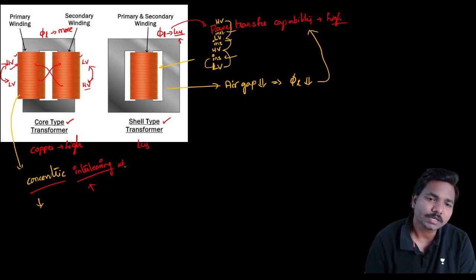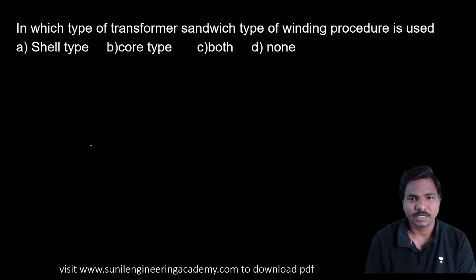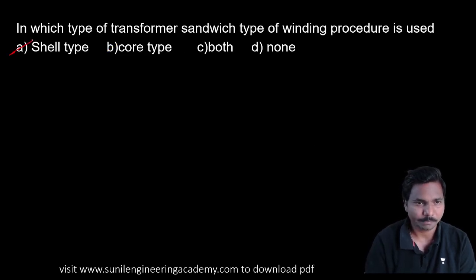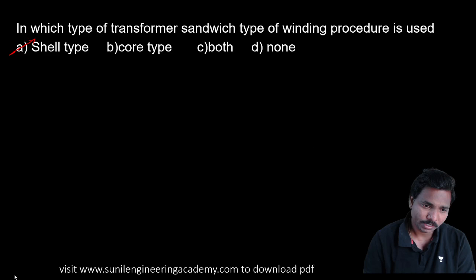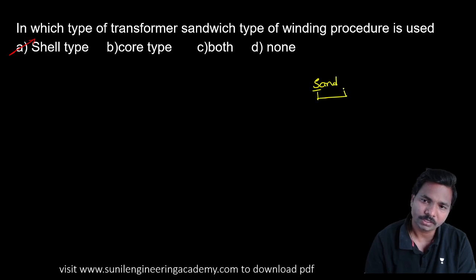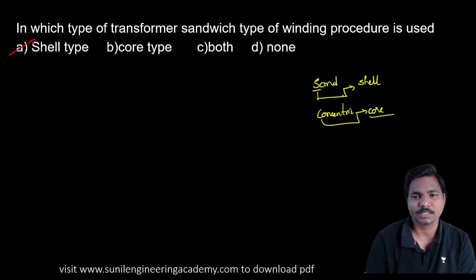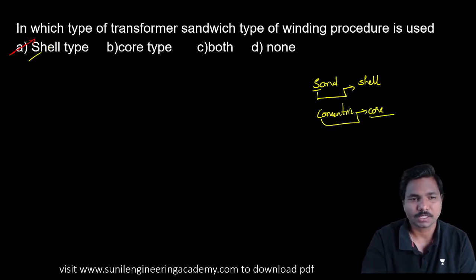Interleaving winding procedure, that is also very important. So sandwich type in case of shell type. A small trick is also there. Directly you can give the answer without thinking of all this. Sandwich, yes, for shell type. Concentric, C for core type. C for C, S for S. Like that also you can remember. Answer is option. Coming to the next question.